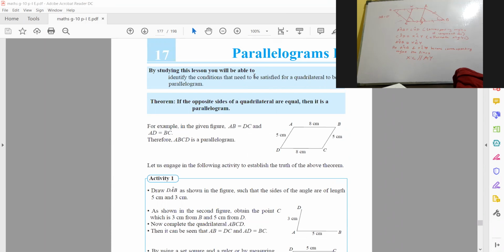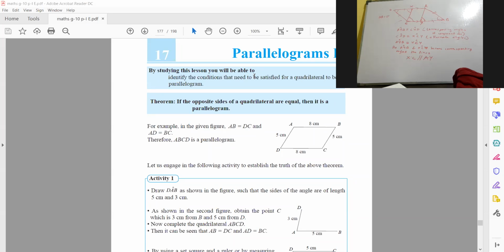Now let's begin the second lesson of parallelograms. In the first lesson we learned the properties of a parallelogram, right? That means when a parallelogram is given to you, you know its properties. If a parallelogram is given to you, you have some knowledge about it, right?